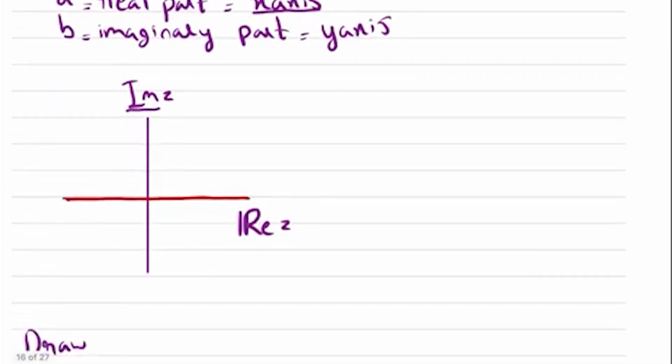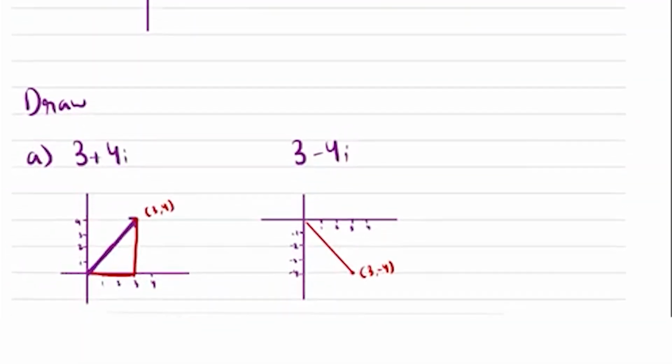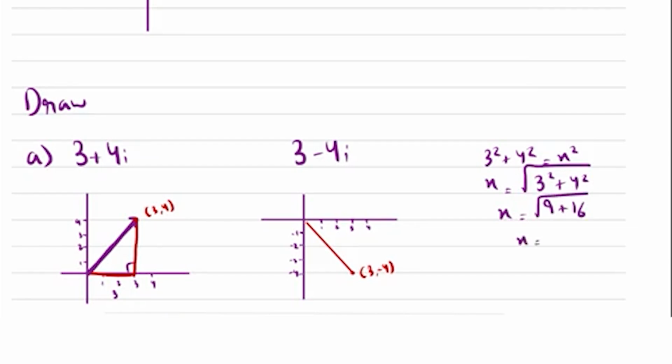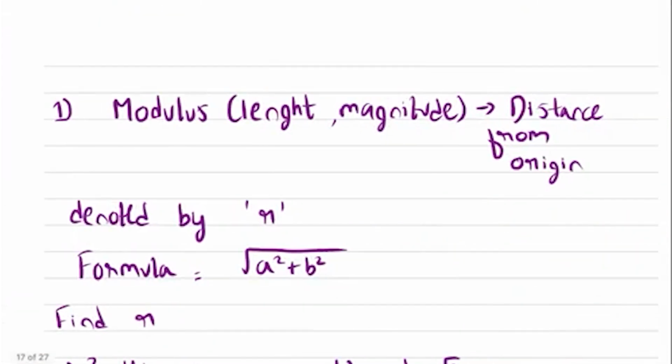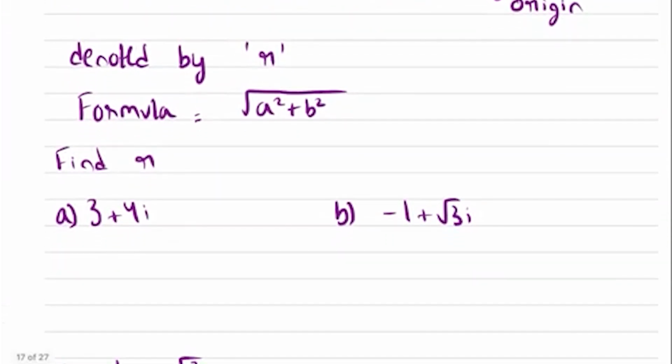Sir, what's the logic behind it? So if you see, how will you get this? Is this the hypotenuse? What's the formula? 3 square plus 4 square is equal to x square. That's how you get the hypotenuse. So based on the hypotenuse formula, you get the modulus as under root 9 plus 16, that's 5. So modulus is basically the hypotenuse of the Argand diagram.